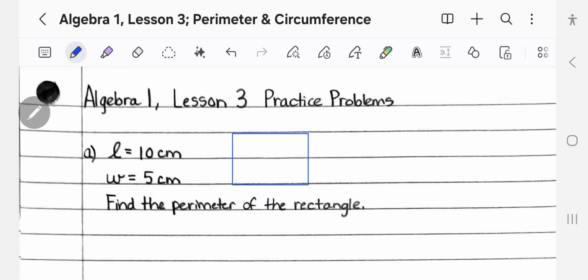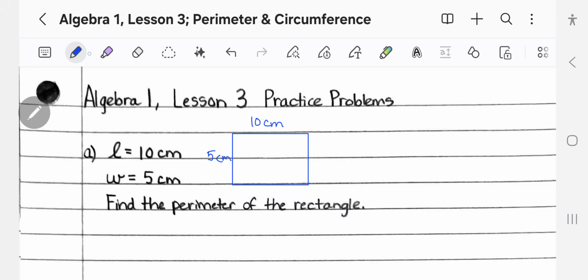And then I can label the rectangle. The longer side is 10 centimeters and the shorter side is 5 centimeters. And you don't have to draw it, but I think the tendency would be to make an error unless you're good at picturing this in your head. So I would just take a couple seconds to draw it.